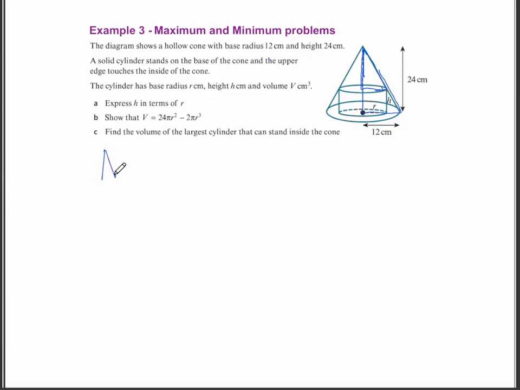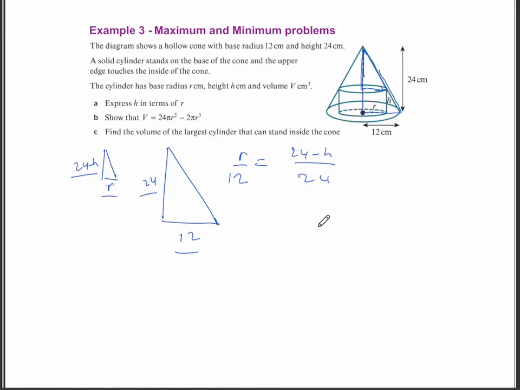So for this smaller triangle, the values here are 24 minus h, and here the values are r. Then for the bigger triangle of the cone, the height is 24 and the base is 12. And when we have similarity, the ratios are shared. Therefore, r over 12, this divided by this, the similar side values, is going to be the same as the ratio of the other similar side. So 24 minus h over 24.